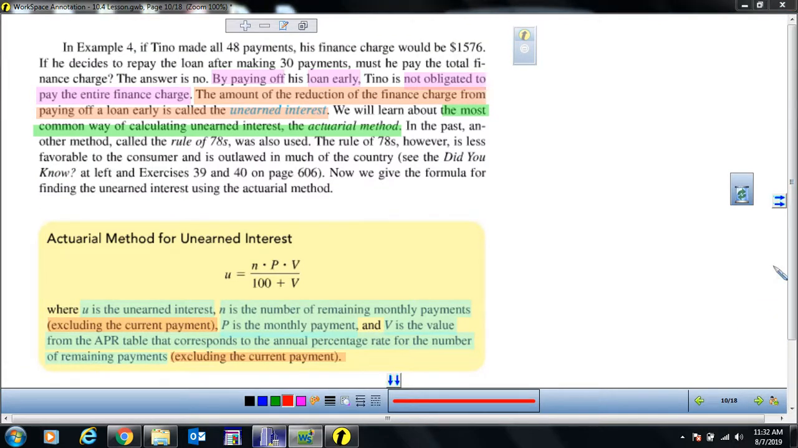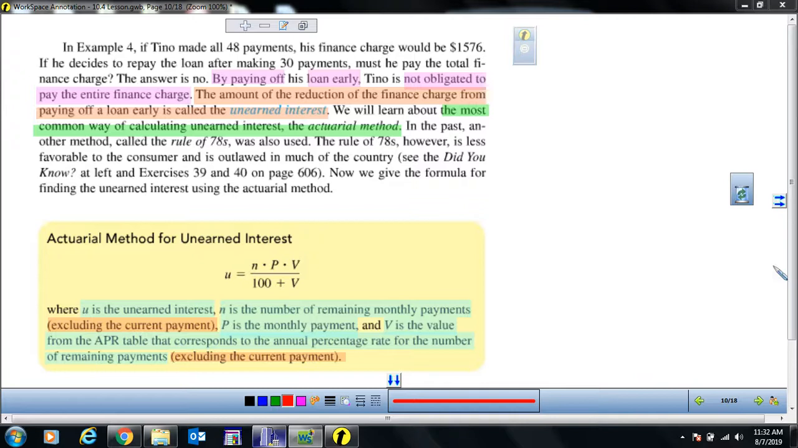Okay, so here, we're going to use this formula that we are seeing here, and we are going to reflect on example 4 in order to continue with example 5. So it's a kind of continuation from example 4. So in example 4, if Tino made all 48 payments, his finance charge would be $1,576. If he decides to repay the loan after making 30 payments, just reading the paragraph, must he pay the total finance charge? The answer is no. By paying off his loan early, Tino is not obligated to pay the entire finance charge.